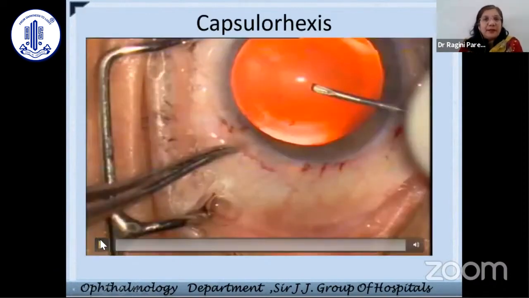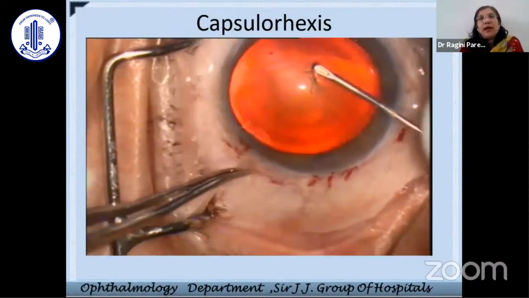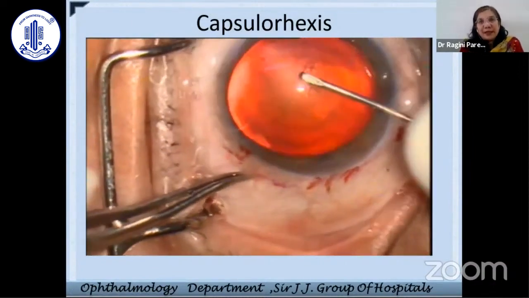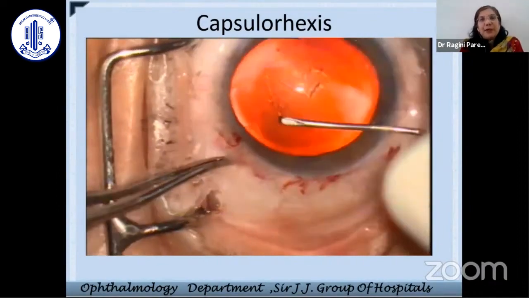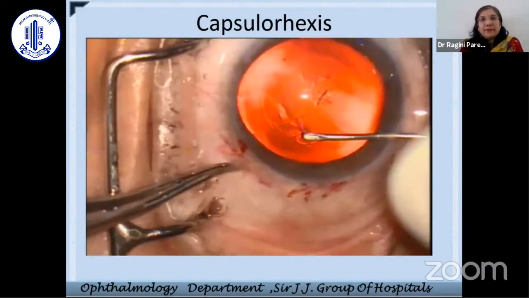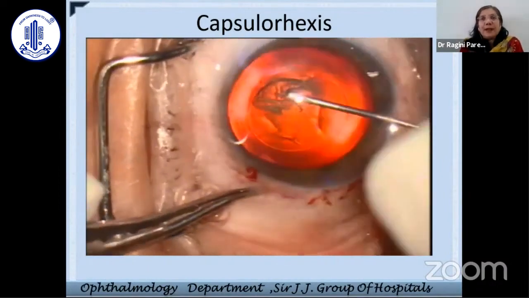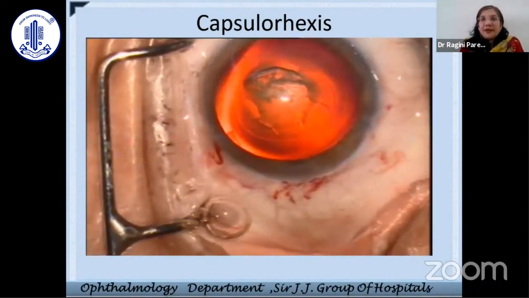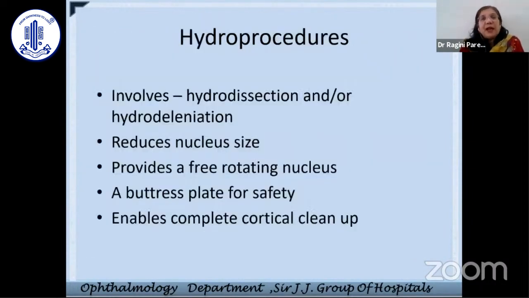As you can see over here, this is a video, a well-dilated pupil, a great glow, and you can use the 26 number needle or the Utrata forceps, whichever is comfortable to make a good rhexis. The rhexis should be such that it just covers the optic and it is well-centered and circular. So the rhexis is extremely important in a good phacoemulsification.